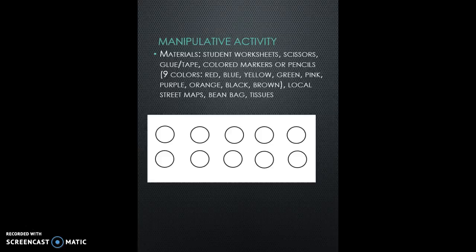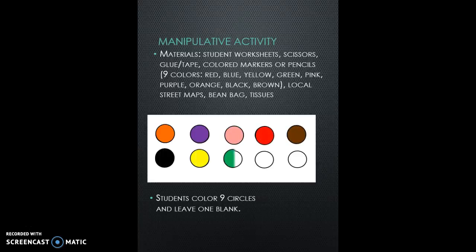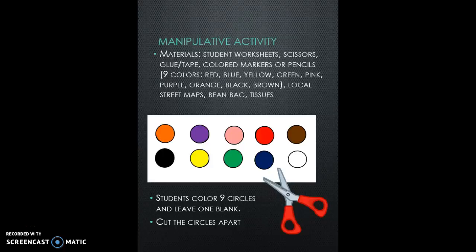Everybody gets this worksheet and they get the colored markers. Their instructions are to color 9 of the circles. And it doesn't matter what sequence they're coloring, just this is little busy work, and they can sit there and they can color the 9 circles and they leave 1 circle white. When they've completed the coloring, then they cut the circles apart.